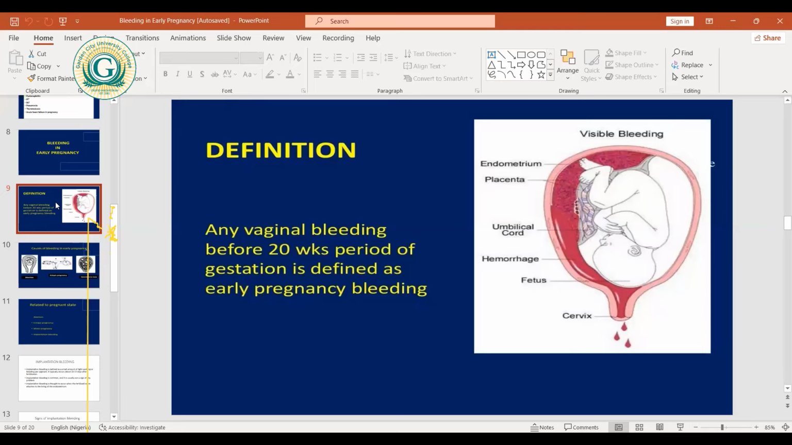Comes out. Call it implantation bleeding. It is like the normal menstrual flow. Nobody comes to you complaining. I have always had a regular period, and my flow is usually 4 days, 5 days, 7 days. Round, I am spotting.